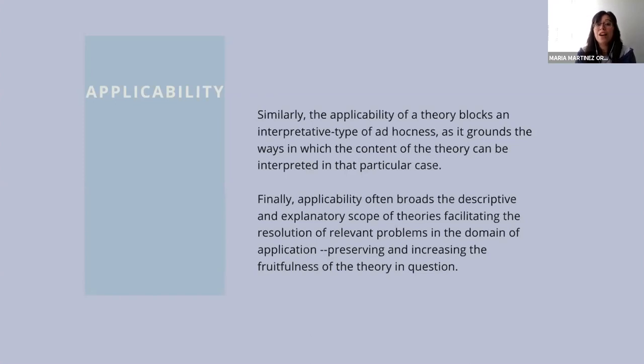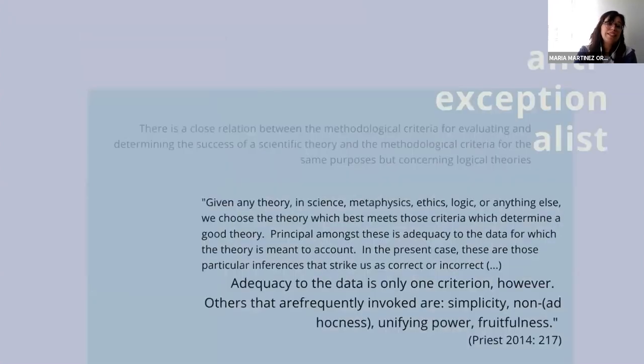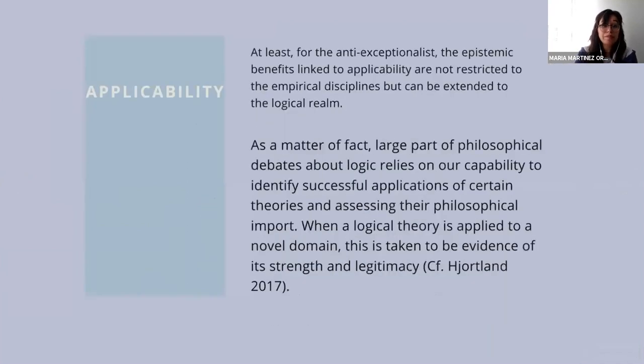In this sense, we can start seeing that applicability is, in a sense, the union of all these criteria. Once they are satisfied in a significant way, we can say that if there is a domain and the theory is applied, we are safe to say that it is successful, at least in that sense. And at least for the anti-exceptionalist, the epistemic benefits linked to applicability are not going to be restricted to the empirical disciplines, but can be extended to the logical realm.